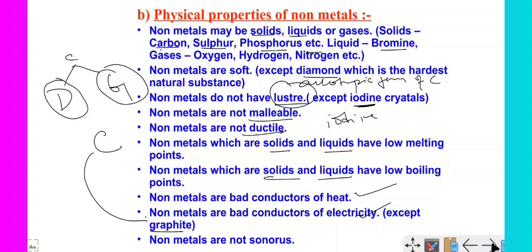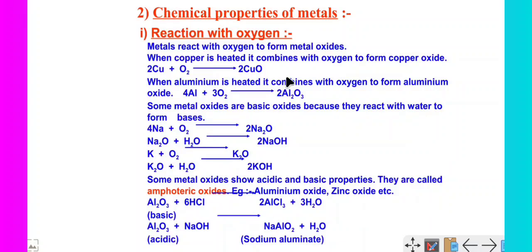Okay, moving on. We'll discuss the chemical properties of metals. How do metals react with oxygen? If metals react with oxygen, they will form what? Metal oxide. Remember that. So metals react with oxygen to form what? Metal oxide. When copper is heated, it combines with oxygen to form copper oxide.